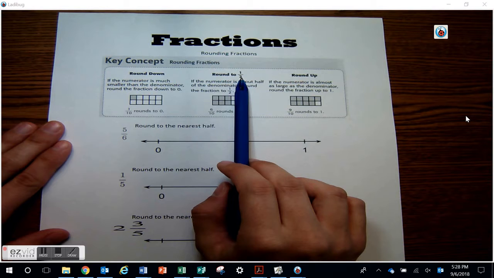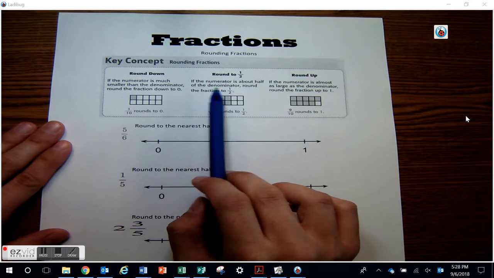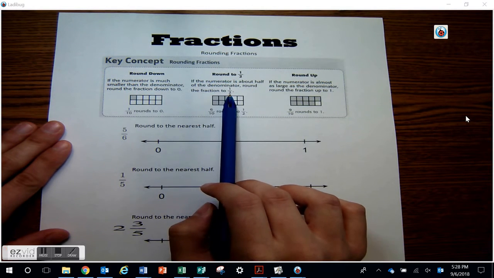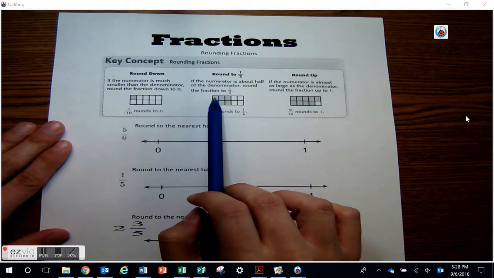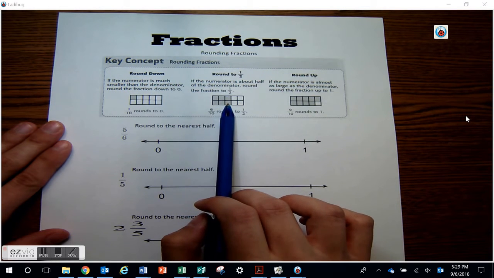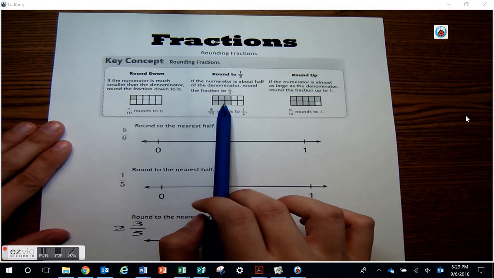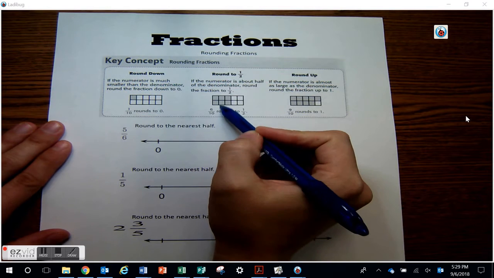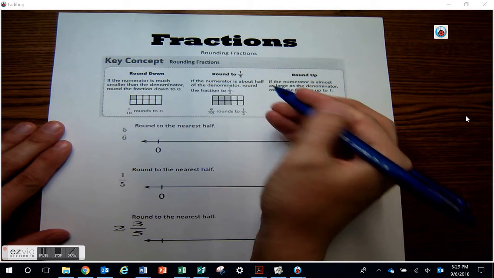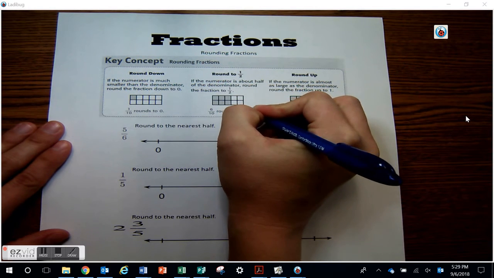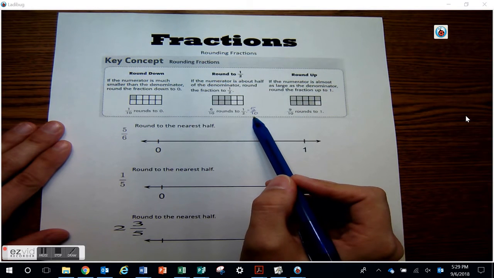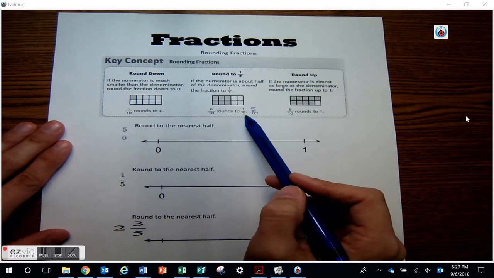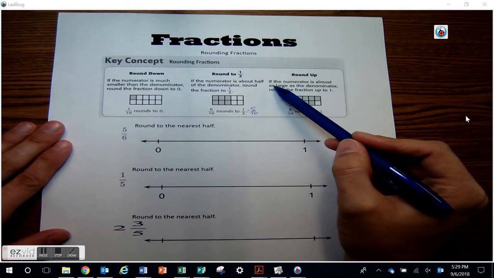Looking at the second one, round to 1/2. If the numerator is about half of the denominator, round the fraction to 1/2. So here, 6/10, we have 6 shaded out of 10. I know half of the full thing would be 5/10, and 6/10 is awfully close to 5/10. It's a lot closer to 5/10 than it is to 10/10 or to 0/10. So we would round 6/10 to 1/2.